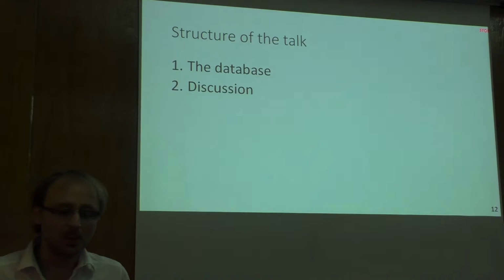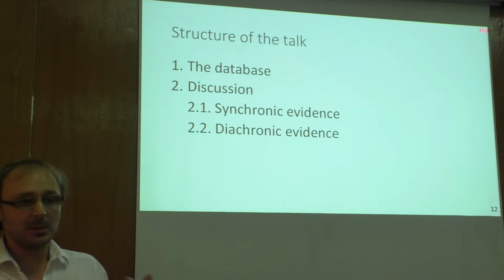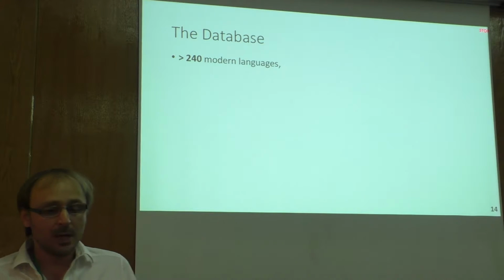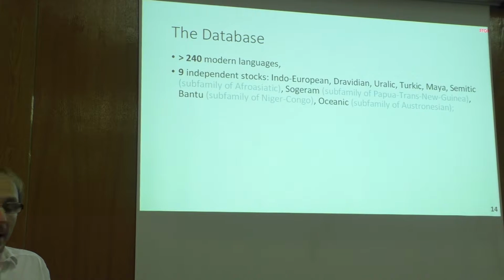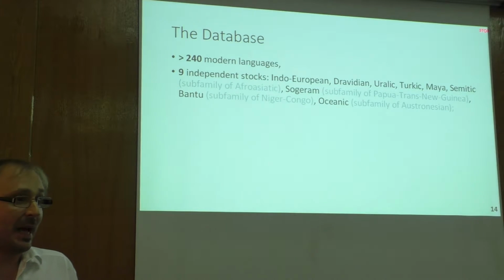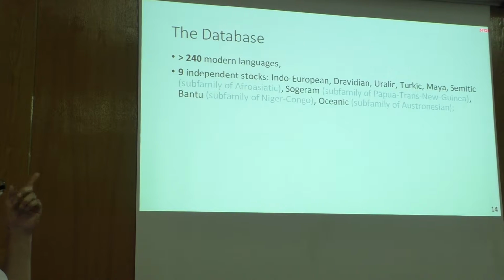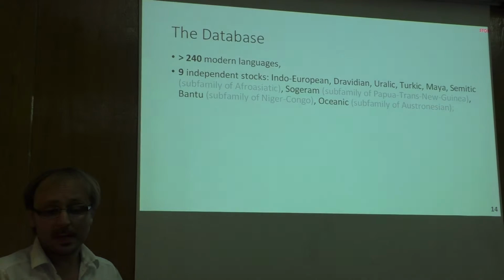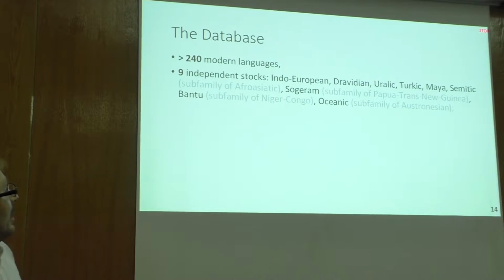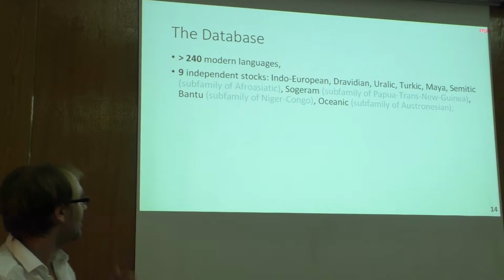So the structure of this talk: I will present my database, and then the discussion part, which will consist of the synchronic and diachronic evidence, and then the conclusion. My database consists of 240 modern languages, but it's genealogically very much biased, and that's the crucial point. These are only 9 independent stocks. So I take Indo-European, Dravidian, and for some families I take basically the subfamilies for different kinds of reasons. You may ask me later why.